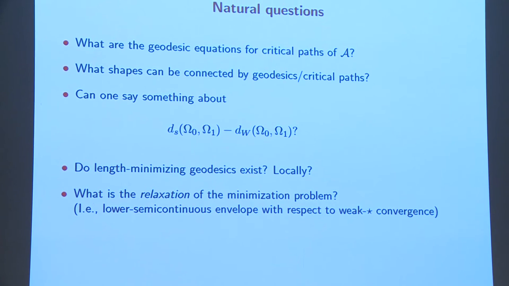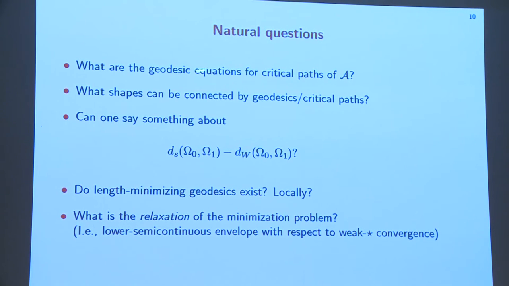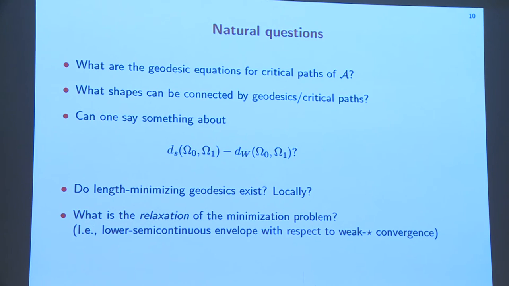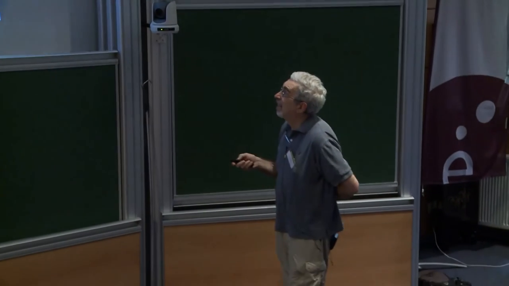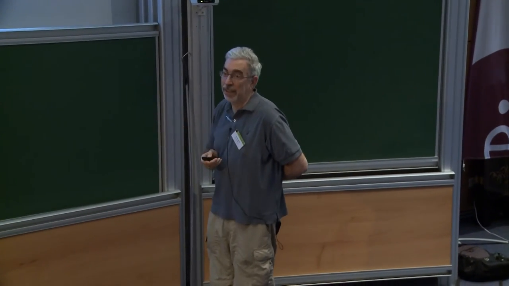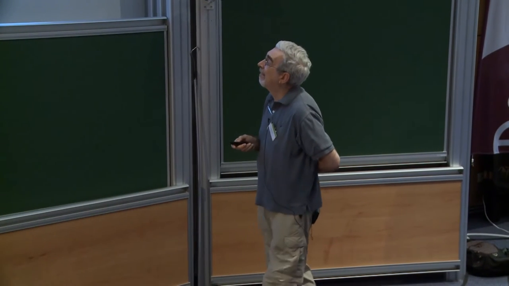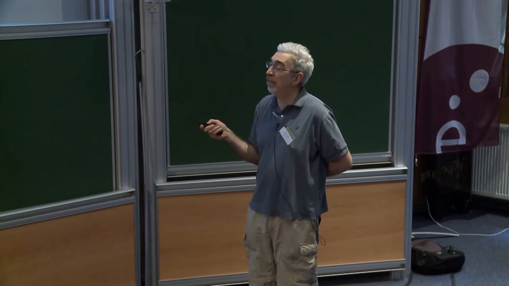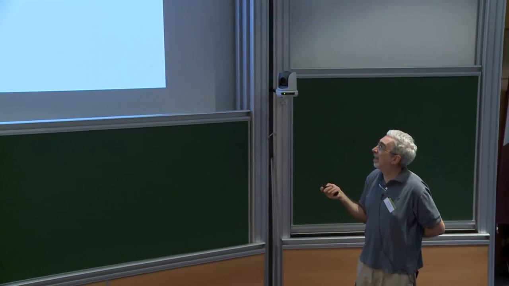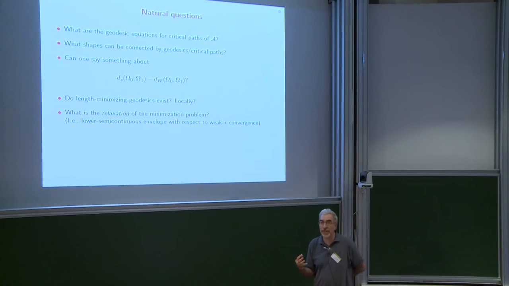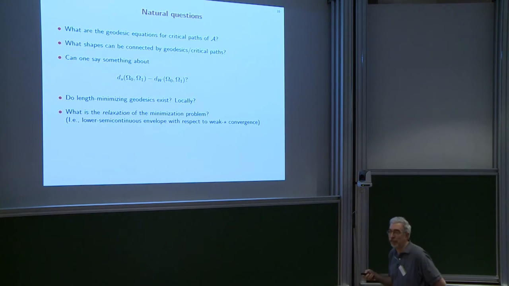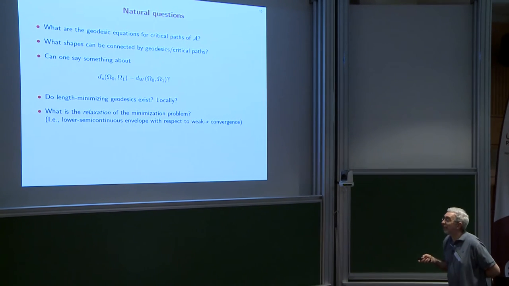Okay, so there's a bunch of natural questions about this. What I want to do is write down the geodesic equations for critical paths of this action with this constraint. I'd like to understand where we can start and end up. What states can be connected by geodesics? Can we say something about this gap between shape distance and Wasserstein distance? The distance is defined by an infimum. Is it really a minimum, at least locally? And somehow, what's the completion of the minimization problem? What's the completion of the topology that the distance provides?